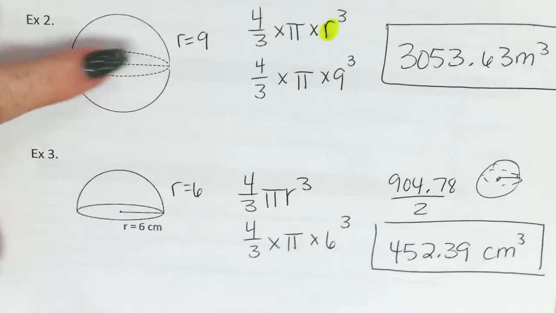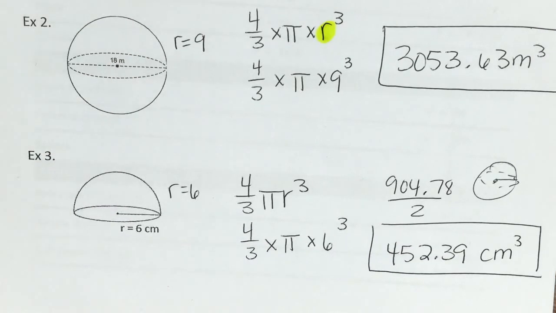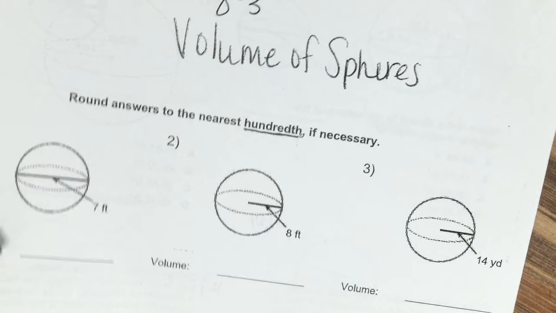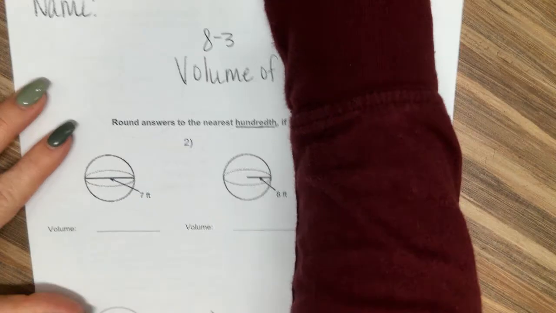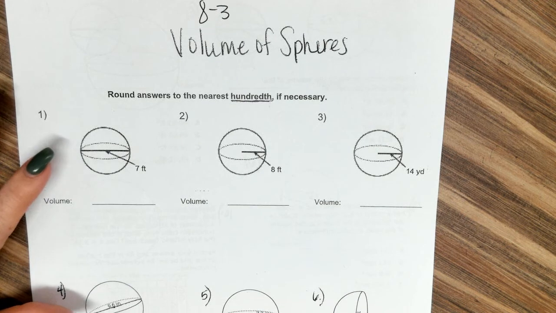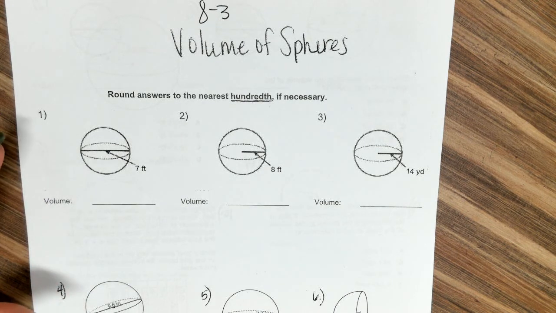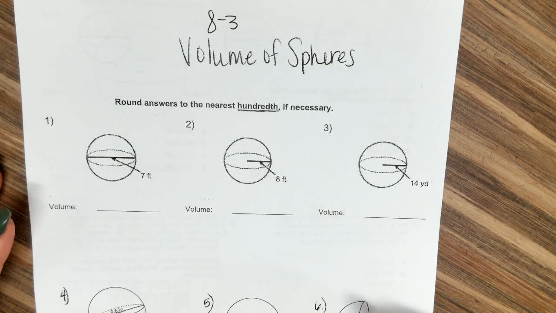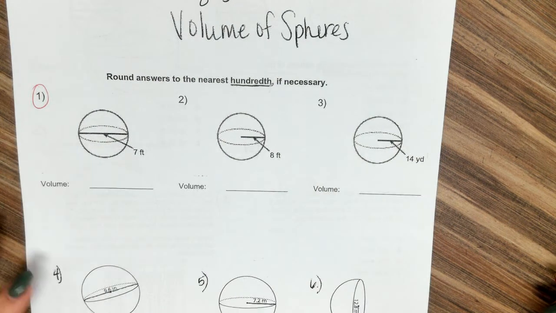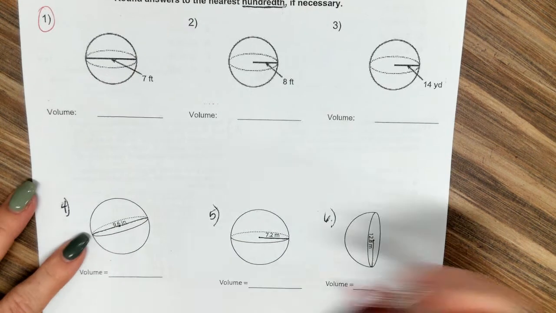Not this one. Is this all we're doing? This is all we're doing today. Volume of spheres. So I'll pass out the assignment. Put your name. Again, you're turning in a hard copy. Look at the first page. Which ones are you going to have to cut the diameter in half? 6 and... What about 1? Yeah. So circle number 1, circle number 4.